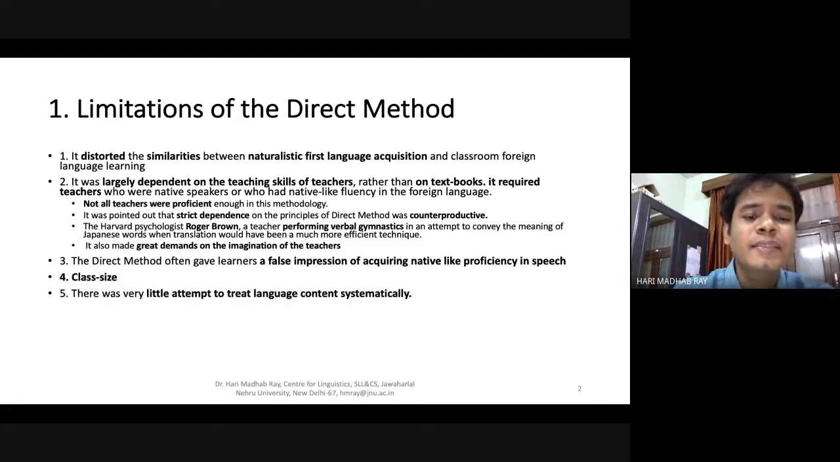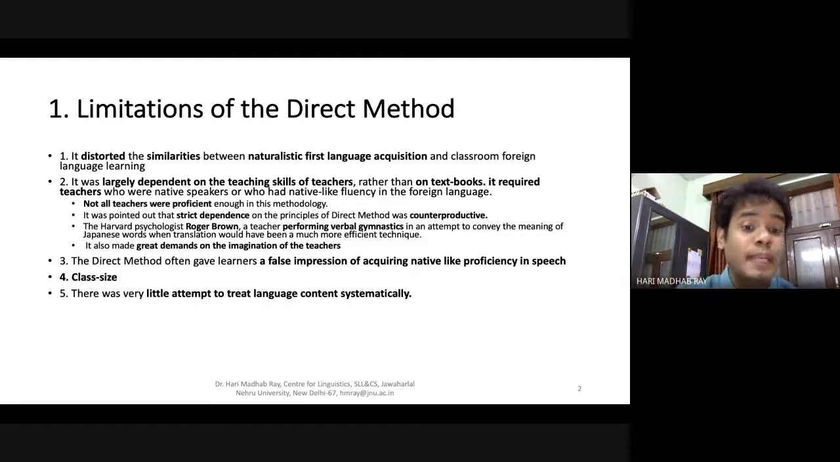So the class size, there is little attempt to treat language content systematically. If you look at the language content, there is no systematic way the teacher is attempting, especially with the lesson plan and the assignments we are talking about. The teacher is making his own assignments, his own kind of plan, because there is no textbook. So little attempt to treat language content systematically.